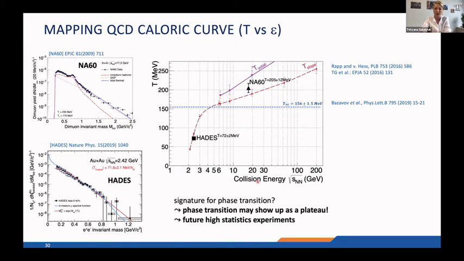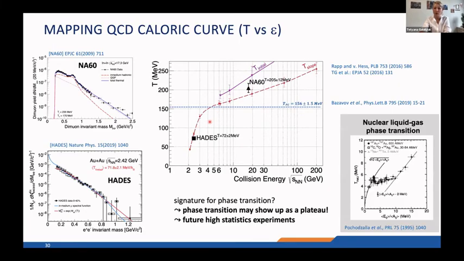However, what one could think of is a scenario where this temperature would indicate a plateau similar to the one seen in the nuclear liquid-gas phase transition, measured here at GSI and also at different facilities already in 95. So a similar type of trend, but now for the temperature extracted from the dileptons, would also be a very clean measurement of the first order phase transition in QCD.